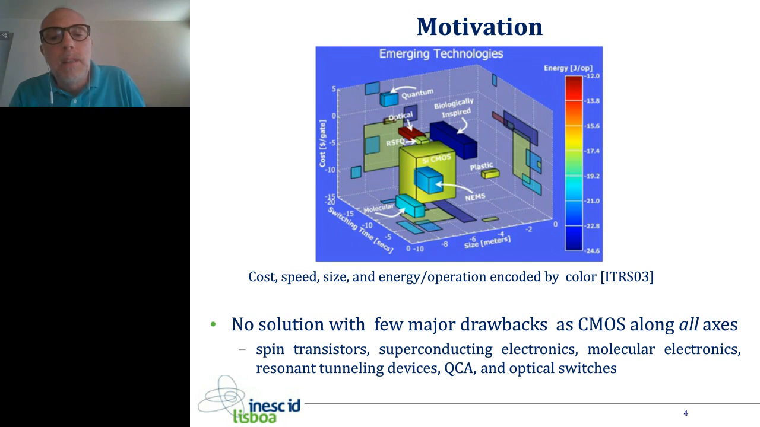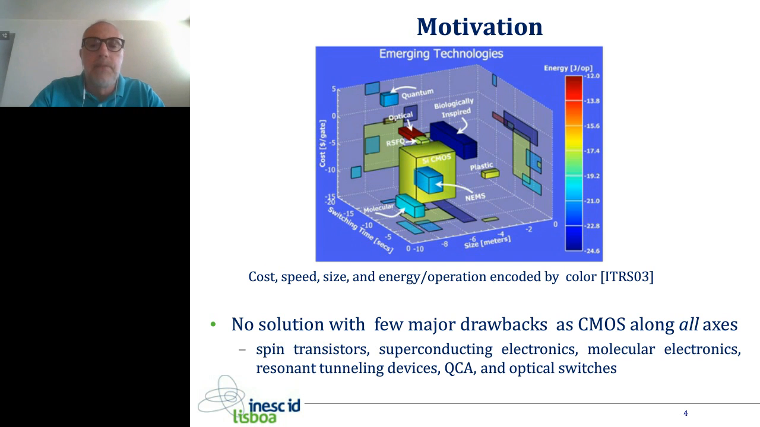Looking at this slide, we highlight the main characteristics of emerging technologies along three different axes: the cost, the speed, the size, and also a fourth axis, which is the energy per operation, which for simplicity is represented by color. This is a figure I took from the report of the International Technology Roadmap for Semiconductors, the 2003 version.